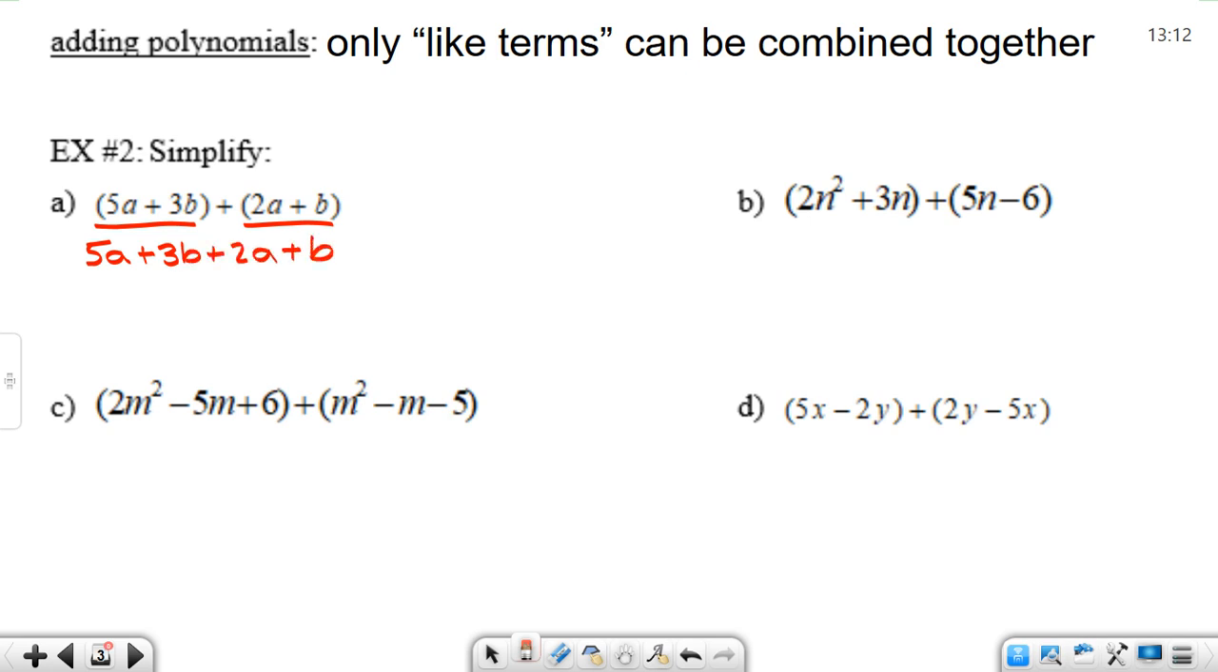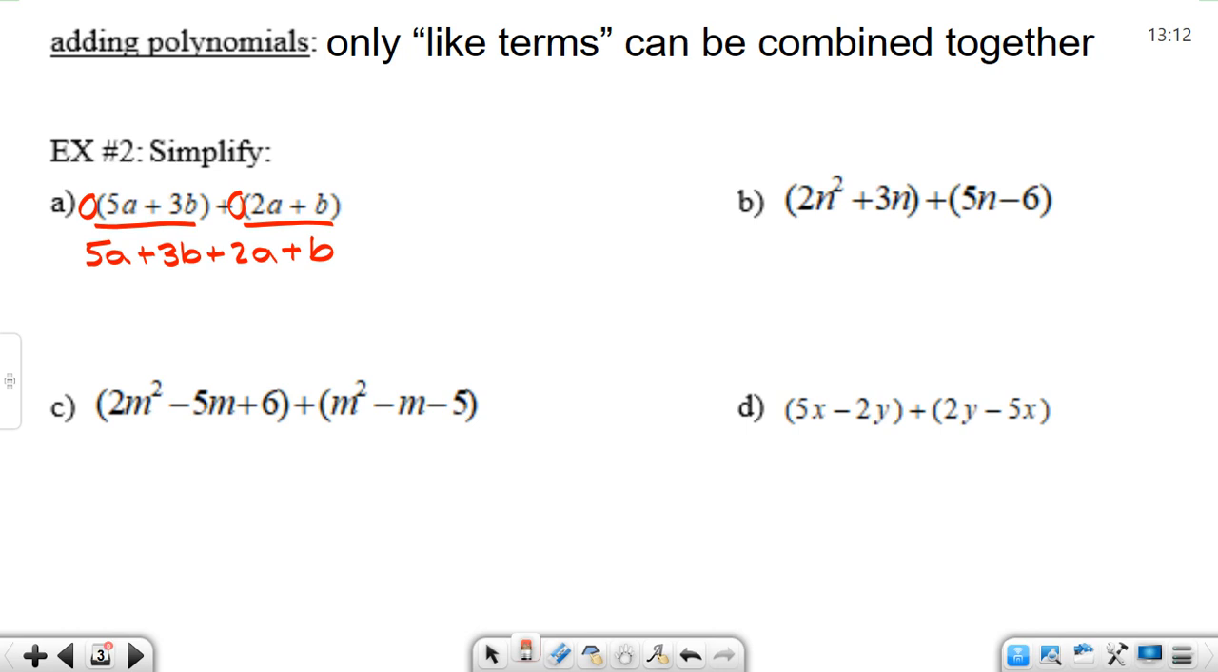Remember, guys, we can only drop parentheses when there's nothing out in front of those parentheses. There's no distributive property. So once we've got rid of our parentheses, now we're going to go ahead and search for our like terms, and we're going to combine them.